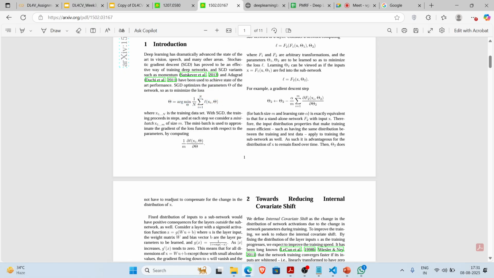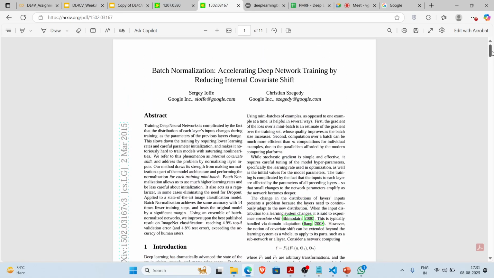Okay, this is the loss function you have here. L(x, theta), summation over all these samples. Okay, you're taking the argmin over theta, where x1 to n is the training data set. With SGD, the training proceeds in steps, and in each step we consider a mini batch x1 to m of size m. So this is the classic way. There's nothing much here.